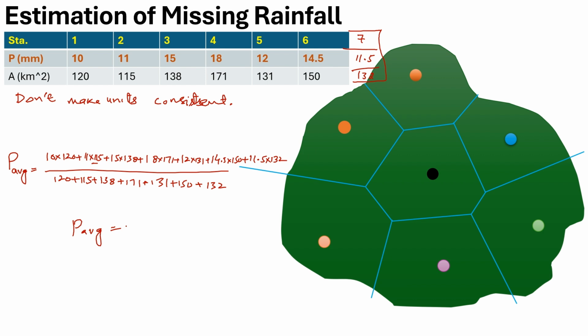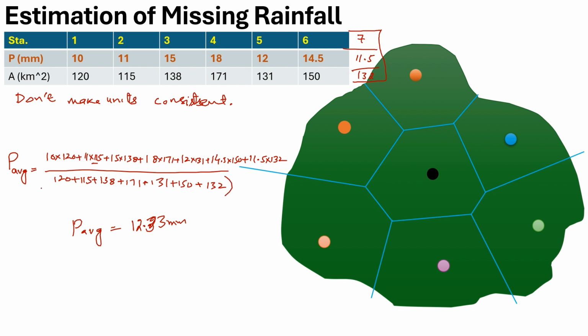10 times 120, 11 times 115, 15 times 138, 18 times 171, 12 times 131, 14.5 times 150, 11.5 times 132, divided by 120 plus 115 plus 138 plus 171 plus 131 plus 150 plus 132. It gives us 12.33 millimeters.